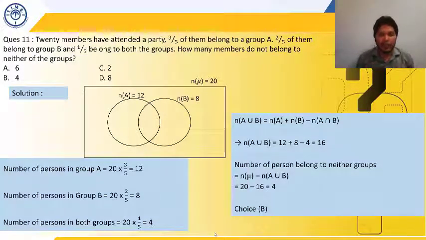I hope this question is clear. What I have done: first I found the number of persons belonging to group A, then the number of persons belonging to group B, then the number of persons belonging to both A and B, and then we found the number of persons belonging to either A or B or both. So the sum of all these is 16. So 16 is the number of persons who either belong to group A, group B, or both the groups. And the total number of persons here is 20. If we subtract 16 from this 20, we get 4, and those 4 are the number of persons who belong neither to group A nor to group B. I hope it is clear to everyone. So the answer is 4 here.